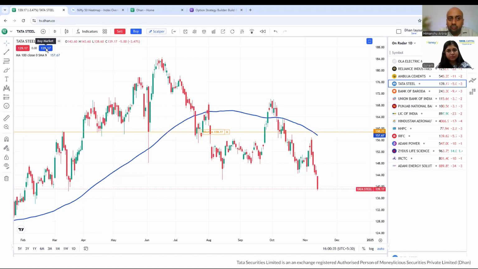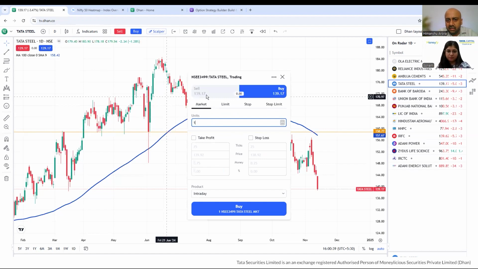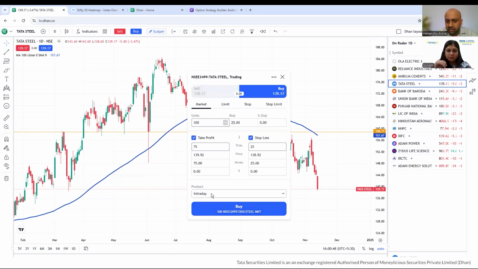Now if I want to buy Tata Steel right away, not placing an alert here, I want to buy it right away, you can simply buy. You can buy 100 stocks. You want to place a target here, you want to place a stop loss here, you simply need to click. And whether you want to place an intraday trade, margin trading facility, or positional trading, whatever you want to do, you simply need to buy this order. Because the market is closed, the order will be rejected, of course, but you can directly do so.